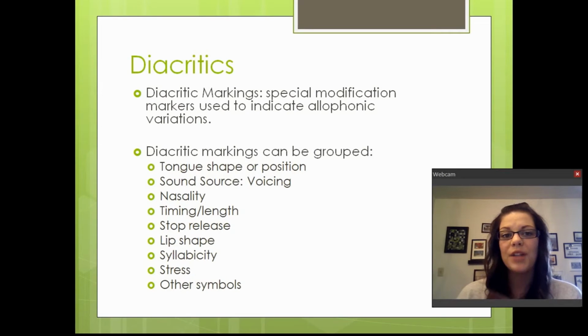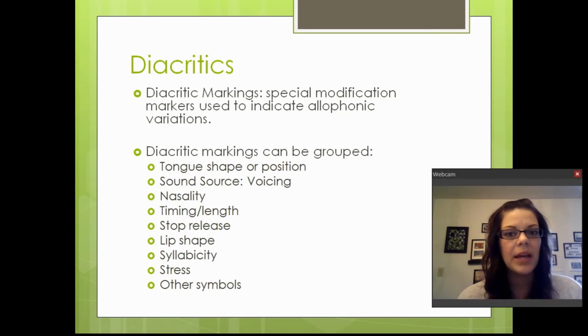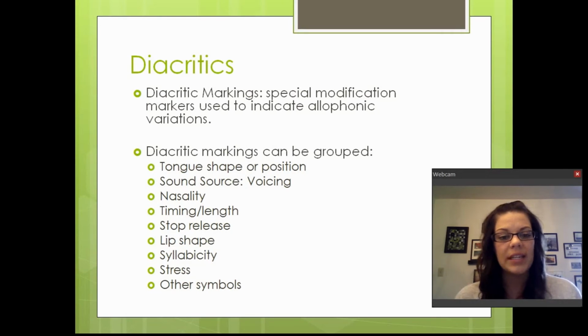So I want to talk about some diacritics because this is what's going to make our more narrow transcription. A diacritic marking is a special modification. It's a marker used to indicate an allophone, a variation in that phoneme. Diacritics can be grouped into several different categories. We have tongue shape or position, sound source, including voicing, nasality, timing, length, stop release, lip shape.